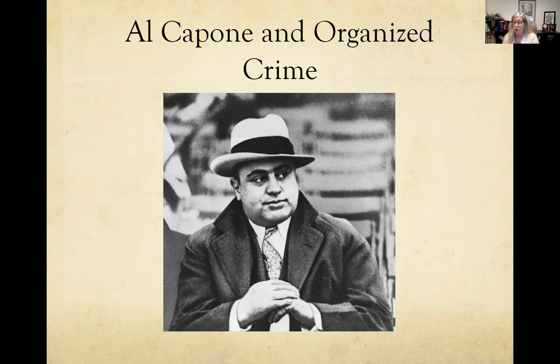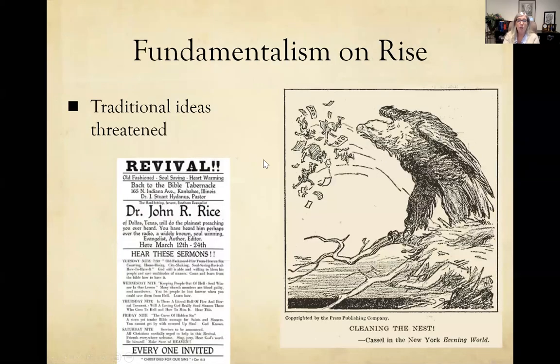So by organized crime, we're talking about these gangsters that would make money off of illegal alcohol, and Al Capone was probably one of the more famous of those. Now they get into other ways of making money as well, but this is probably one of the main areas where they make a fortune.